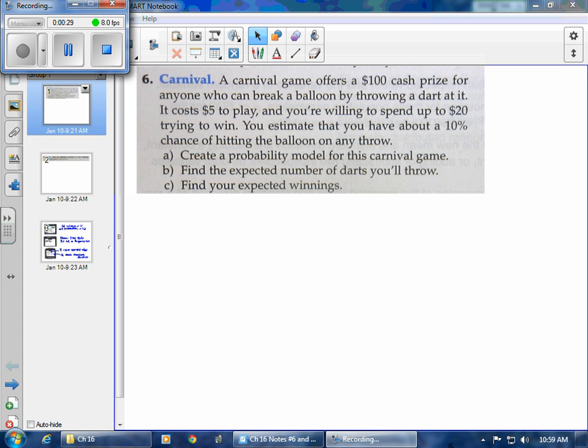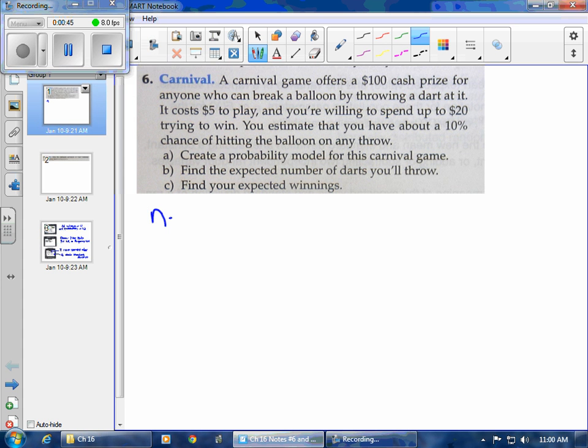Now, this is going into chapter 16, so we're talking about creating a probability model. To create a probability model, we have to know what all the different outcomes are. So what are the different possible amounts, your net win or your net earnings? We're going to start by thinking about the possible outcomes.